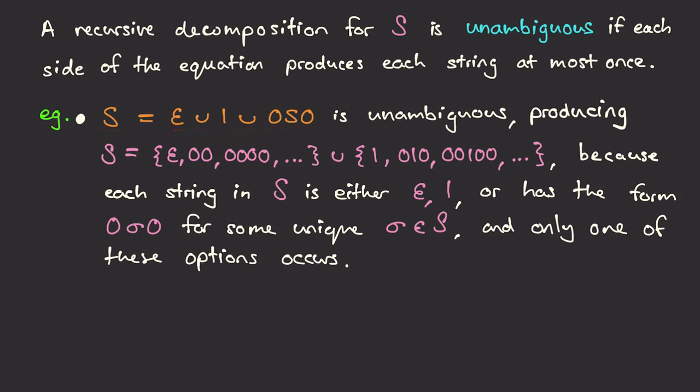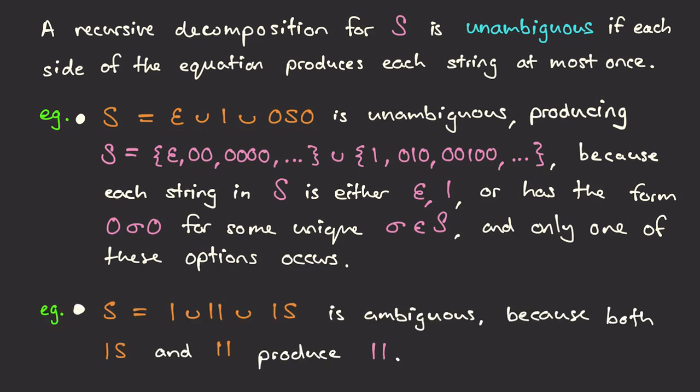As a contrast, the decomposition S equals 1 cup 1 1 cup 1 S will produce the set of strings of 1s of positive length. This is ambiguous because the string 1 1 can be produced in two different ways on the right-hand side. You can either produce it as 1 1 itself, or using the expression 1s. If you want two more examples, you might want to go back a slide and convince yourself that the first example from last slide is unambiguous and the second example is ambiguous.